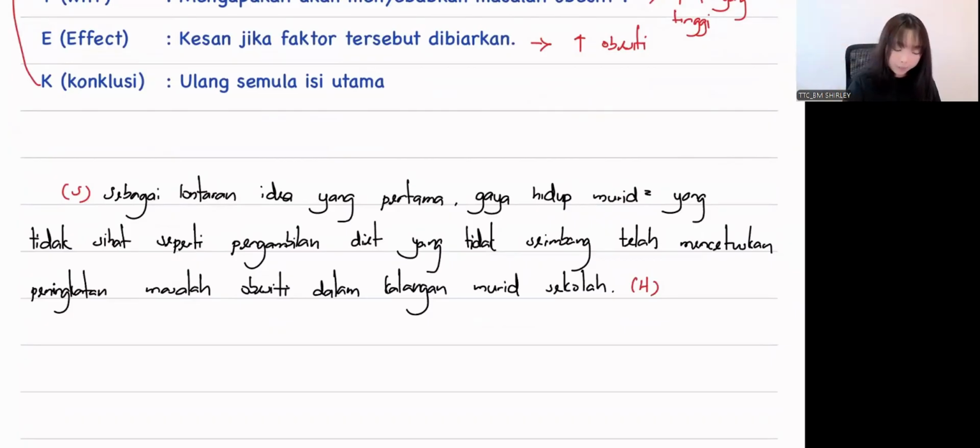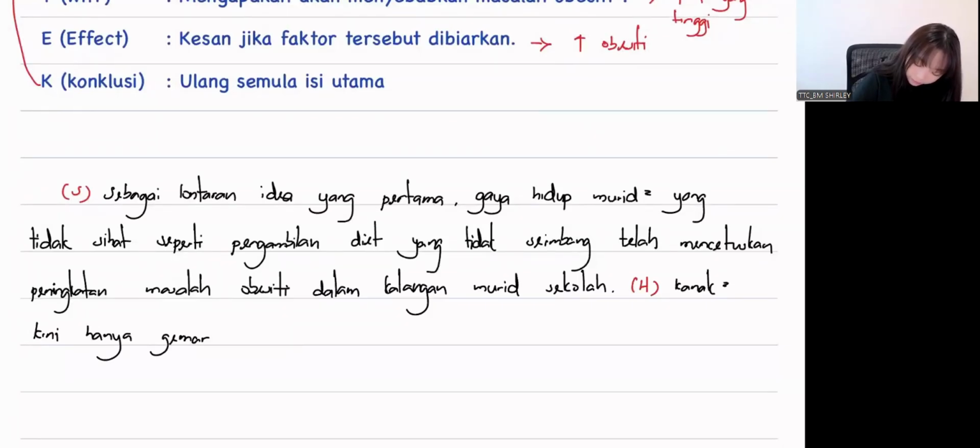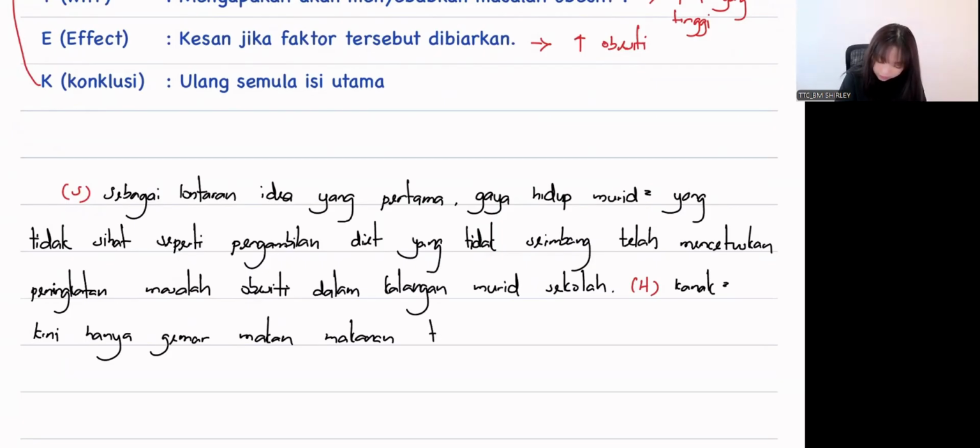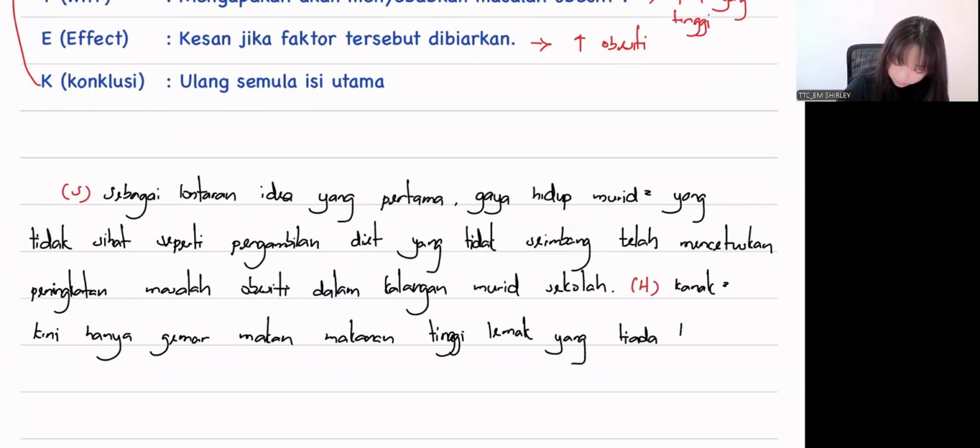Okay, then how did it happen? Because the kids right now, what do they like to eat? Okay, you could say kanak-kanak kini hanya suka makan makanan tinggi lemak yang tiada khasiat. Khasiat means the nutrition. Seperti apa?